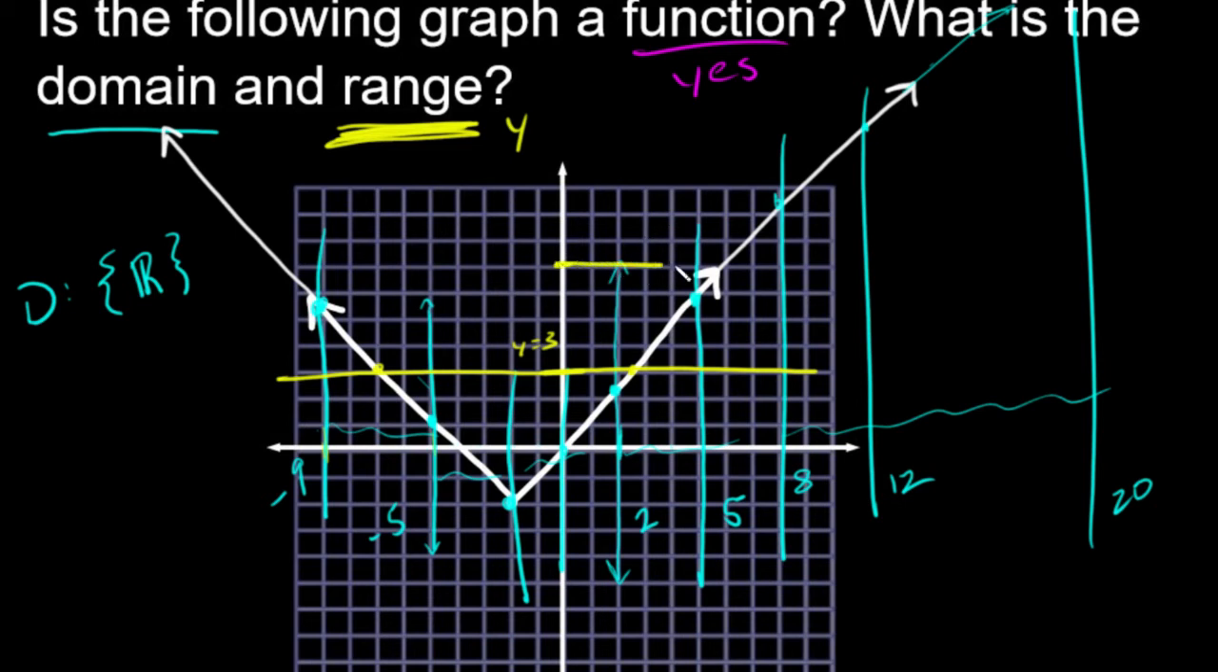Yes, because if I was to extend this way and extend this way, I touch the graph. I intersect with the graph. So 7 is part of my range. How about 10? Is 10 part of my range? Yes, because if I was to extend my line here, I would intersect with this graph.